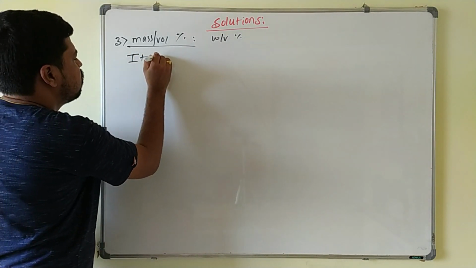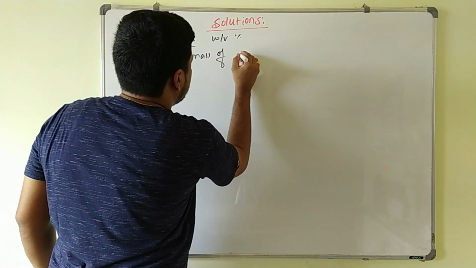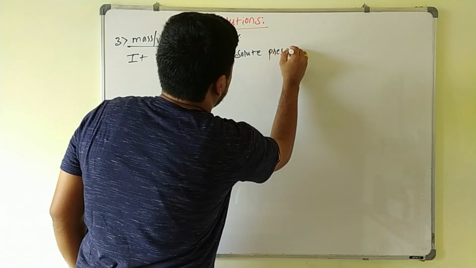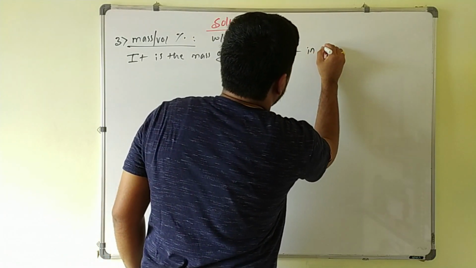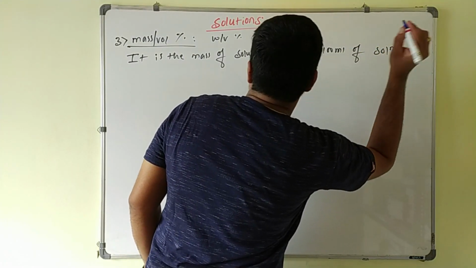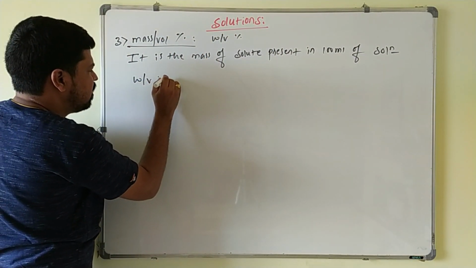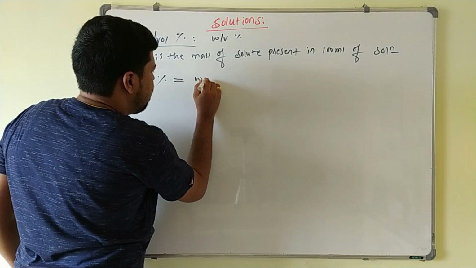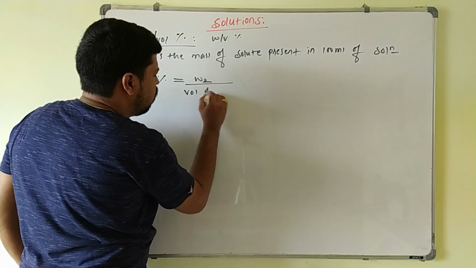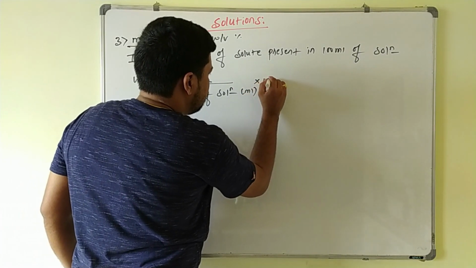It is the mass of solute present in 100 ml of solution. For this one, formula is, that is mass by volume percentage is equal to, that is mass of the solute is W2 will take divided by volume of solution. Volume of the solution, that is in ml into 100.